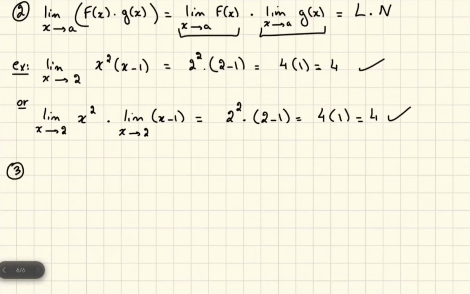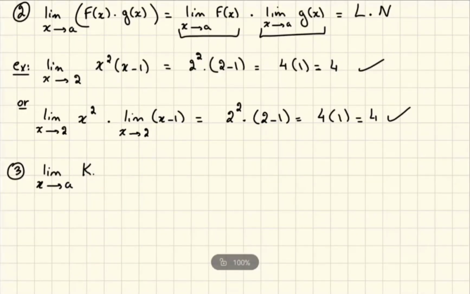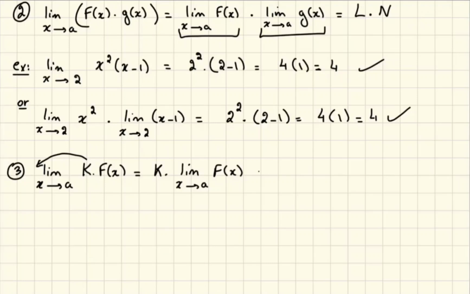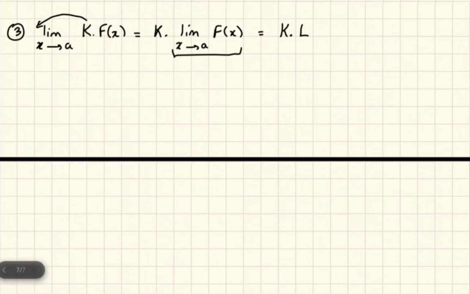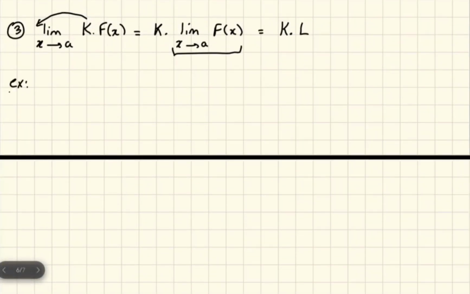3. Now, if we have the limit as x approaches a of a constant number k multiplied by a function f of x, the k is a constant number, no need for it, so we can take it out. It becomes k multiplied by the limit as x approaches a of f of x. So if I'm using this one to be L, in this case I say it's k times L. I'll do an example about it, and then we move to a different property.